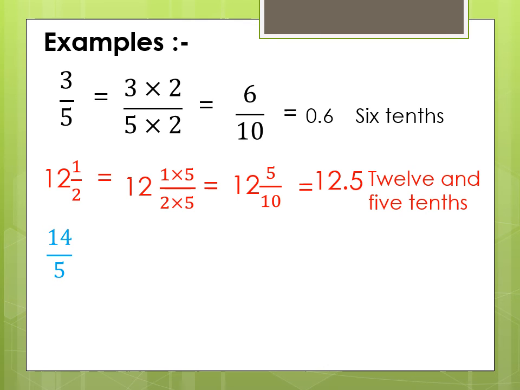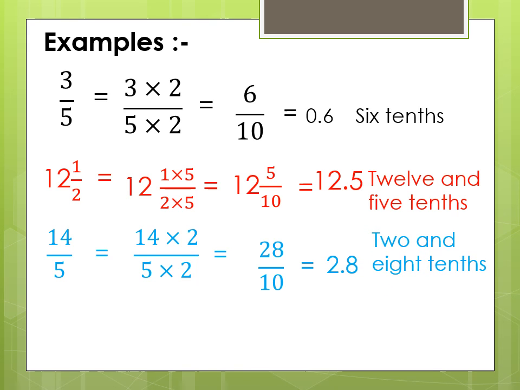Let's take another example. 14 over 5. How can I convert it into decimal? Yes, I will multiply both the numerator and the denominator by 2. 14 times 2 equals 28 and 5 times 2 equals 10. How can I write it? Yes, I will put the decimal point after the first digit from the right. So it will be 2.8, and I can write it as 2 and 8 tenths.